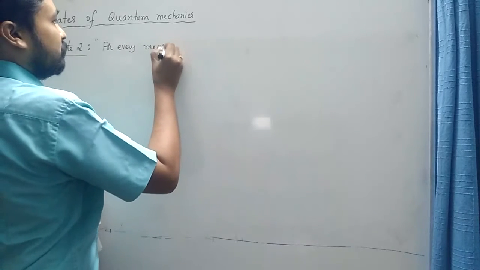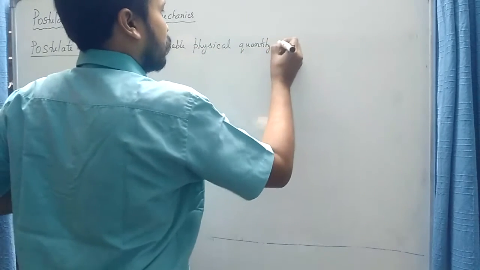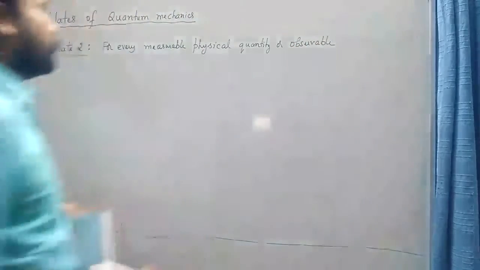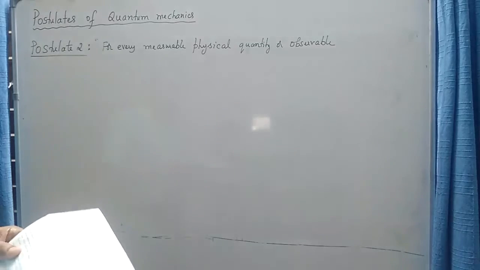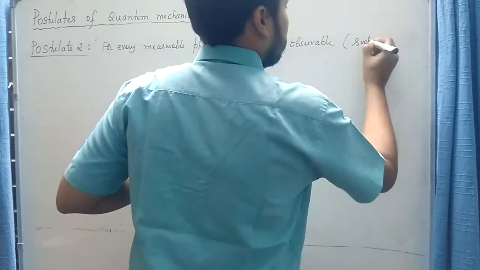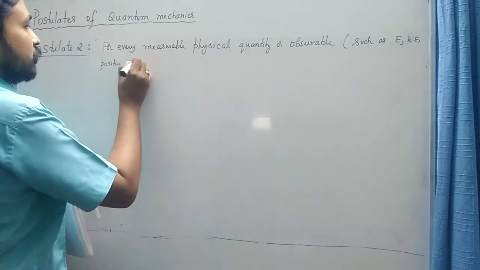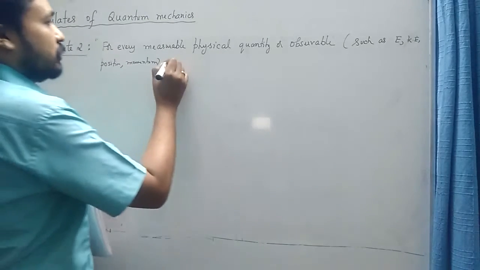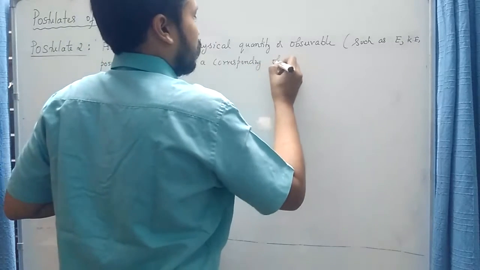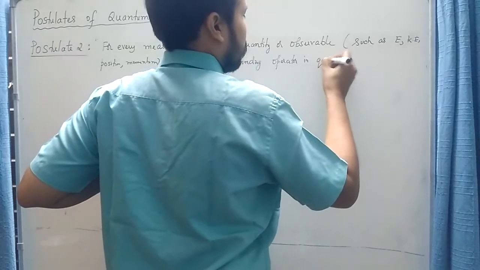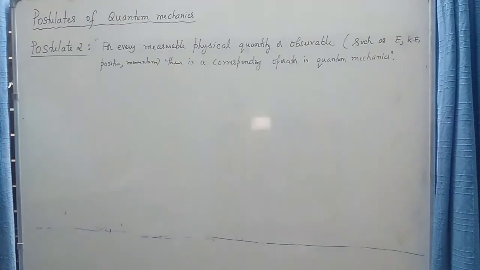The second postulate of quantum mechanics states, for every measurable physical quantity or observable, such as the position of the particle or the energy or the kinetic energy, for every measurable quantity such as total energy E, or it may be kinetic energy, or it may be position, or it may be momentum, whatever it is, there is a corresponding operator in quantum mechanics. Okay, so this is the statement of the second postulate.